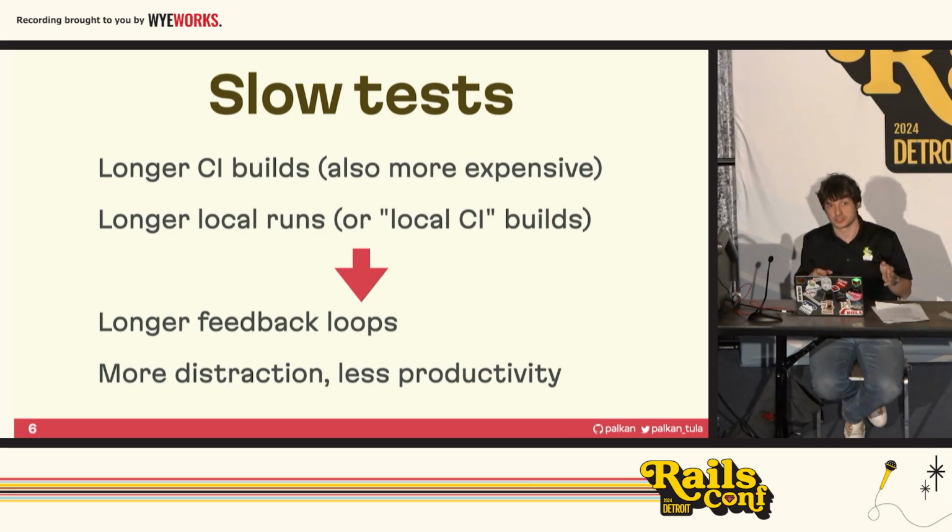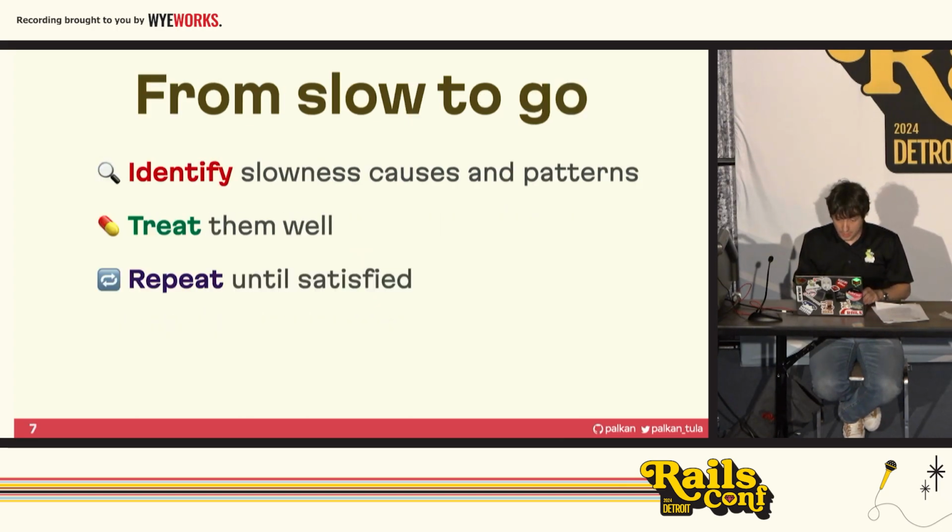I'm not assuming running the whole test suite locally, but still you run tests locally, and even running a small subset of tests should be quick enough to avoid distraction, to make your feedback loop faster, and thus make you more productive, because that's the reason why we chose Rails, right? We want to be productive. So the process of making tests faster is similar to doing any other optimization work. First, we need to identify what caused the slowness, then we need to apply some patch to take a pill, and we repeat until we're satisfied.